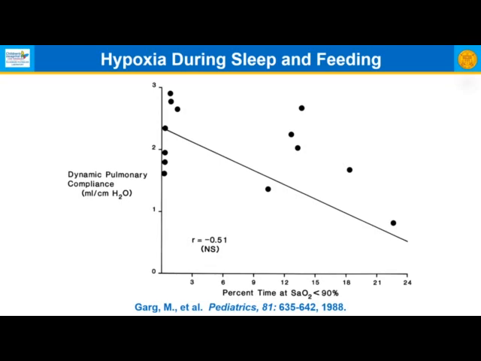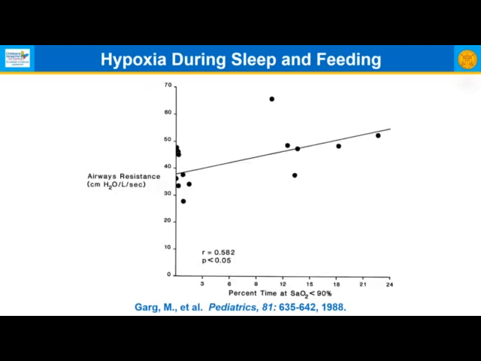Hypoxia during sleep and feeding also did not correlate with dynamic pulmonary compliance. You can see here the percent of time at saturation less than 90% plotted here, and the dynamic compliance. There was no statistical relationship here. There was, however, a statistically significant relationship with airway resistance. That is, those babies who were more hypoxic during sleep and feeding had a higher resistance. Remember, high is bad for resistance.